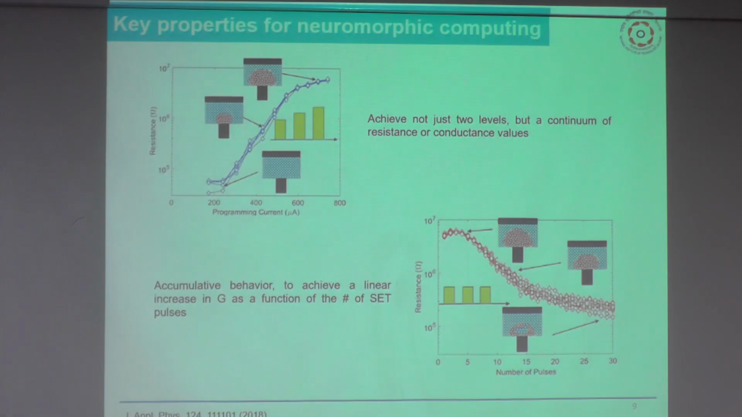It is not simply two levels you are getting. Two levels, amorphous and crystalline. How many bits? One bit, single bit. But if it is a single bit, then you cannot perform neuromorphic computing. For neuromorphic computing, your device should show multiple resistance states. You should be able to tune multiple resistance states.